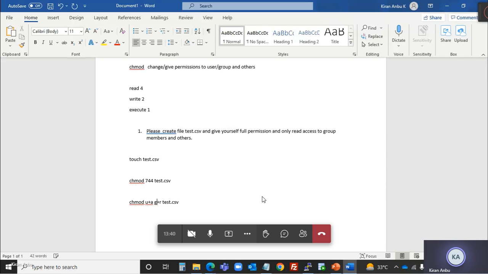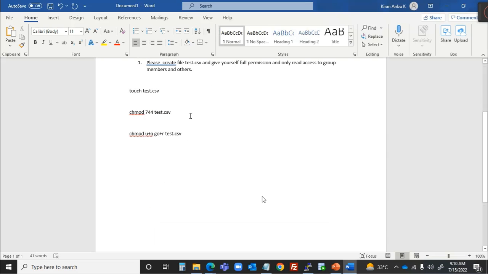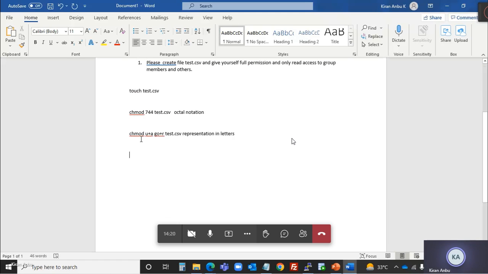So you understood actually. This octal notation is like putting permissions in the form of numbers. This other one is a representation in letters. Same here, A means all permissions. For user we need read, write, and execute, so U plus A, and group and others need only the read permission. So U plus A, GO plus R.